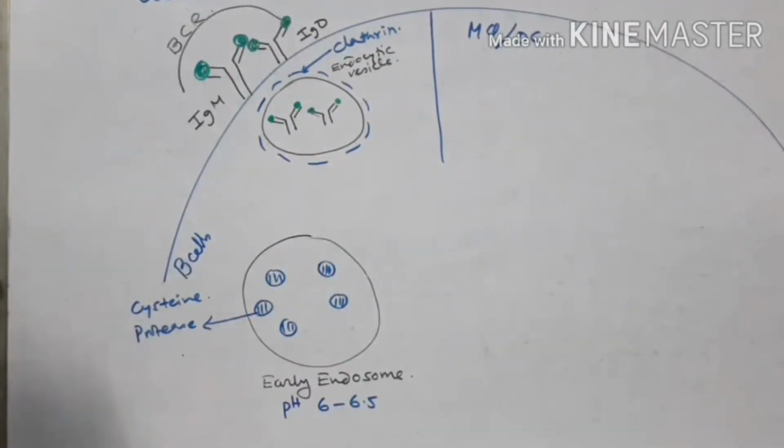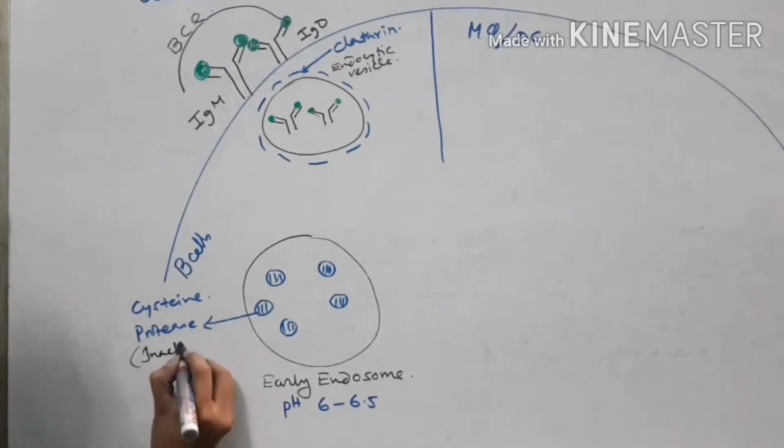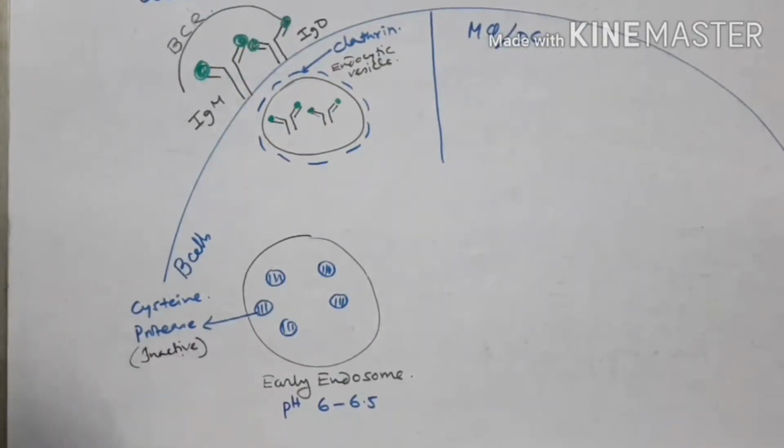So they are inactive. Why are they inactive? Because this type of enzyme can be activated in acidic pH, meaning lower pH. When the pH becomes 4 or 4.5, this enzyme becomes very active. Now it is inactive. This is called the early endosome. This vesicle is already present in the B cell, macrophage and dendritic cells.